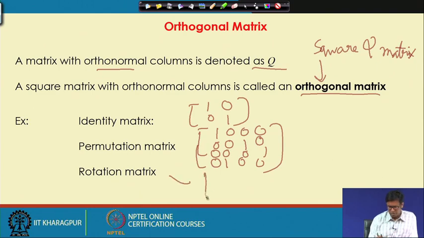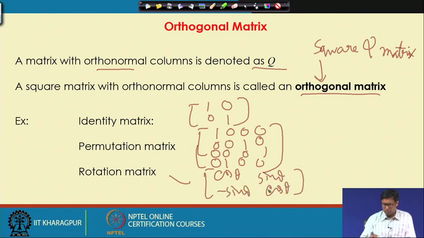A rotation matrix, for example, cos theta, sin theta; minus sin theta, cos theta, right. So, if I take dot product among these two columns, it is cos theta sin theta minus sin theta cos theta, which is 0, and each column has length cos square theta plus sin square theta, which is 1. They are orthogonal matrices.